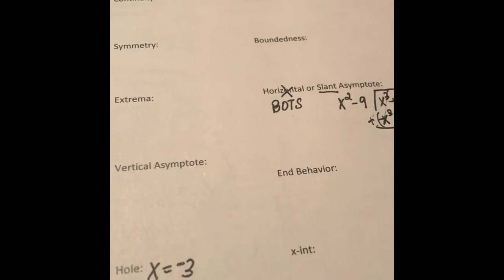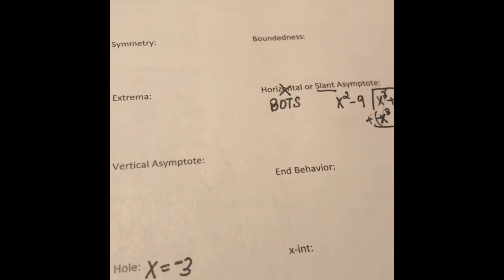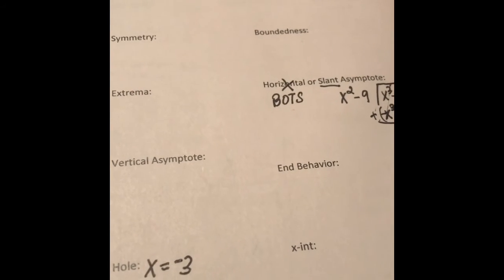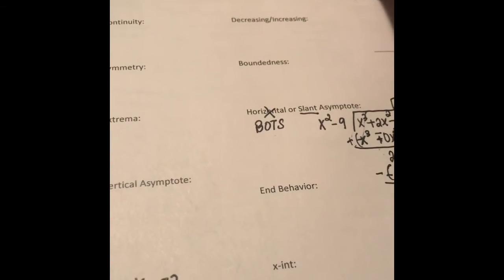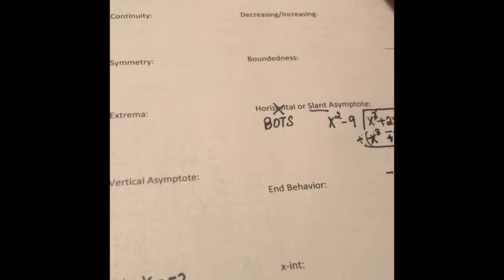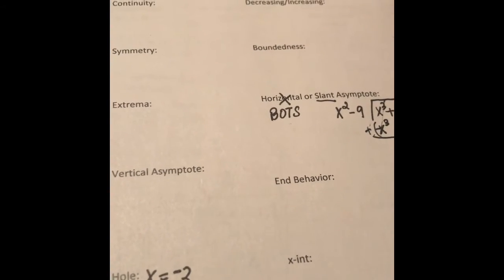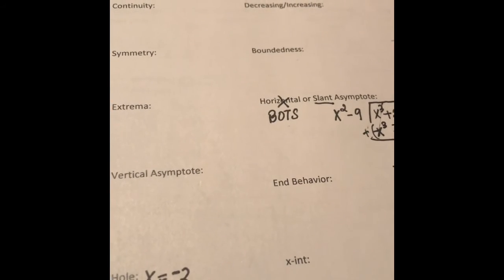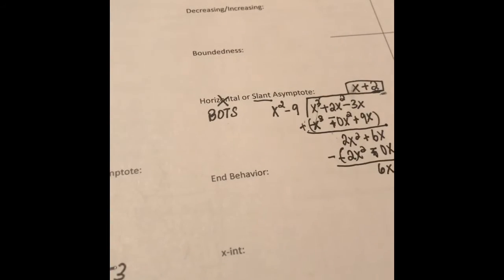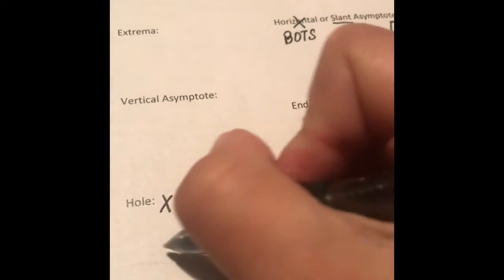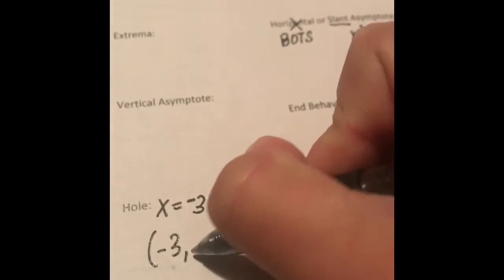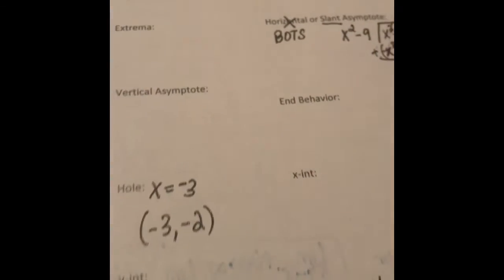So we got negative 3 times negative 3 minus 1 is negative 4. So negative 3 times negative 4 all over negative 3 minus 3 is negative 6. So that's 12 divided by negative 6, which is negative 2. So the coordinate here is negative 3, comma, negative 2. And it looks like we only have one hole.